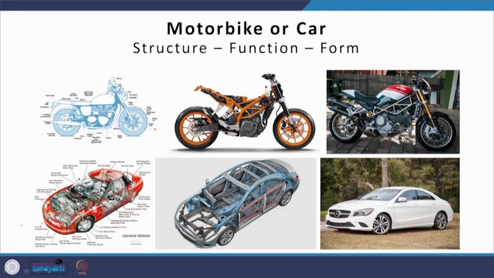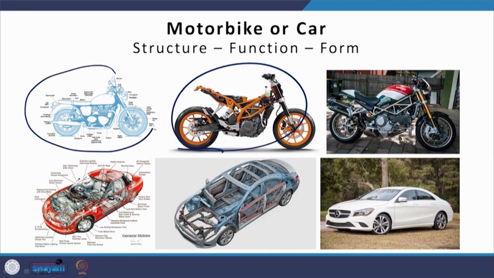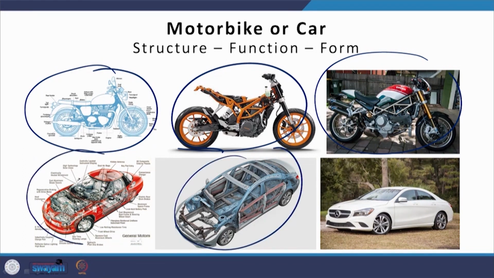Like the motorcycle has a structure, as you see here. This is the structure, I am sorry, this is the structure. This slide is showing you the various functional components of the motorcycle, and finally the form as it appears to us. Similarly in a car, here is the structure, this is the function, and then this is what the car looks like, or the form.